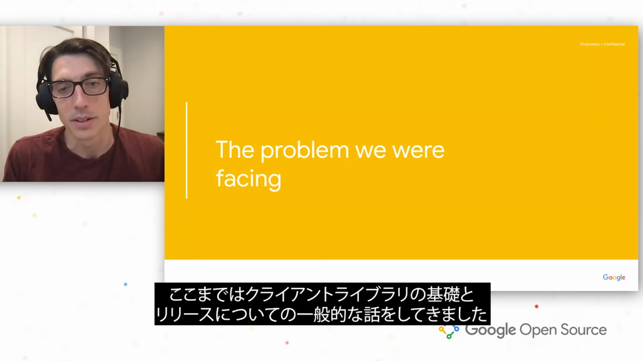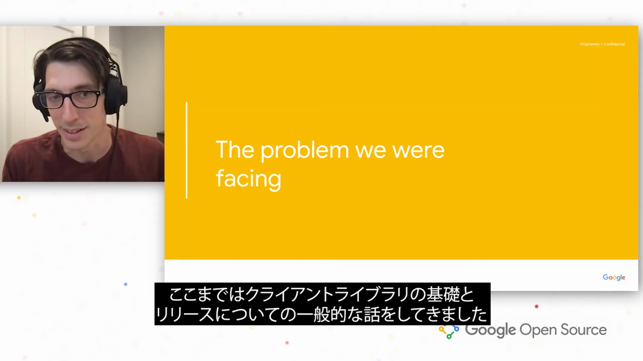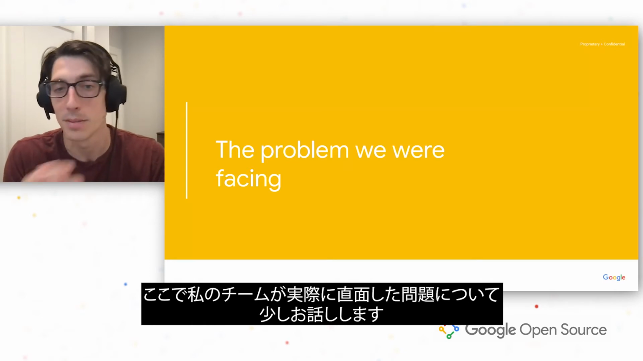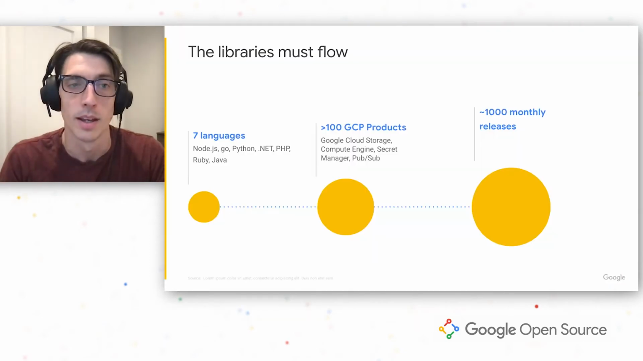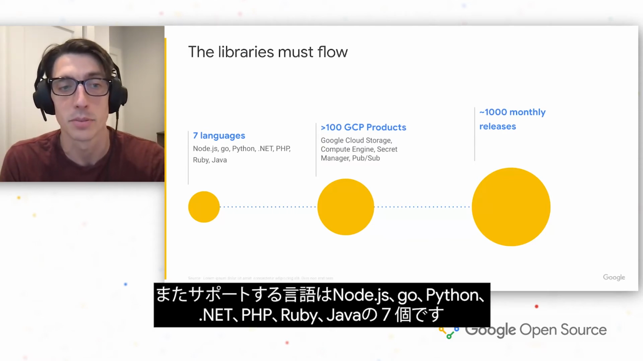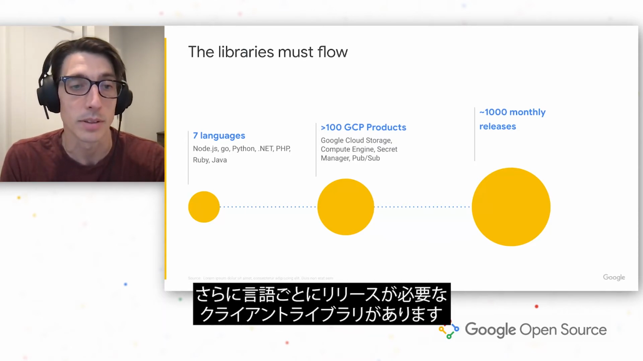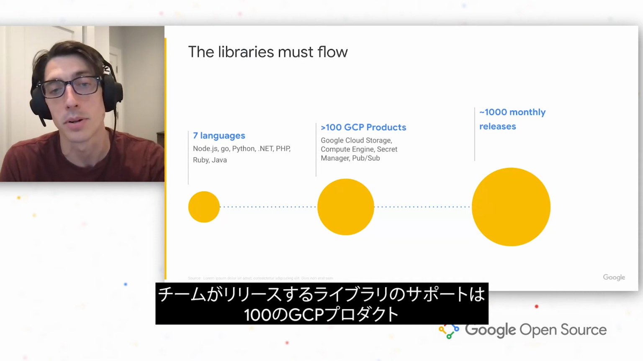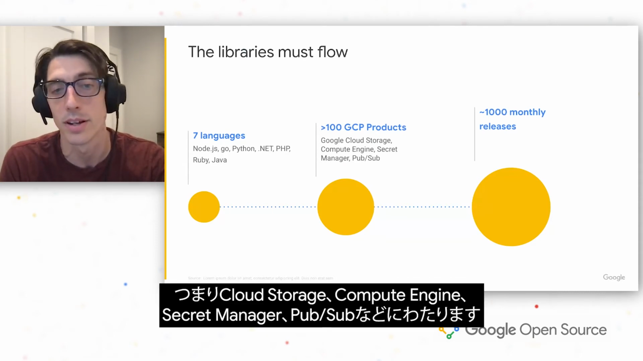So having talked about the problem of client libraries and releasing client libraries in the general sense, I want to talk a little bit about the actual problem that my team at Google was facing. We have to release a lot of client libraries. My team supports 7 languages: Node.js, Go, Python, .NET, PHP, Ruby, and Java. Each of these languages has its own client libraries to release. The client libraries we're releasing are in support of 100 GCP products. These include products such as Cloud Storage, Compute Engine, Secret Manager, PubSub.